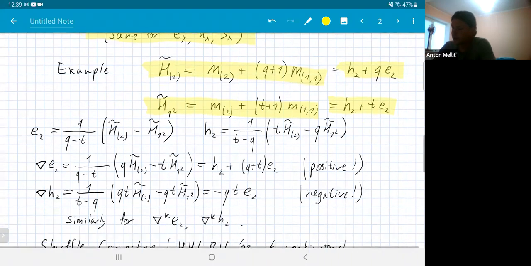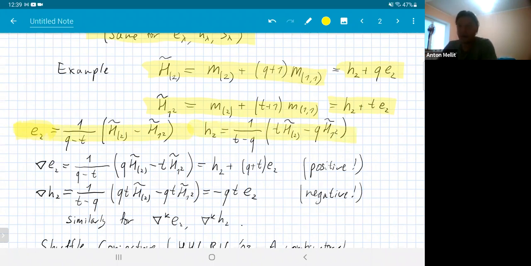And therefore, for instance, to compute E and H in terms of the Macdonalds, you need to do some division. So here is E. I just took the difference to kill H2 and then divided by Q minus T. And here is H2 in terms of the Macdonalds.